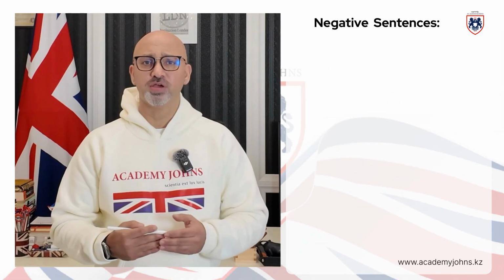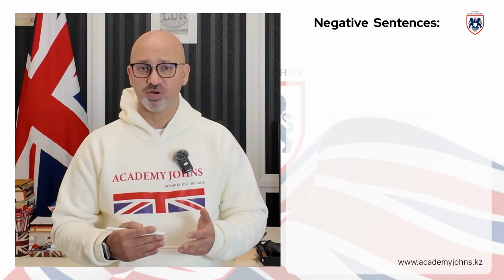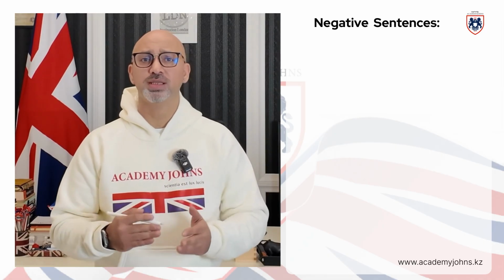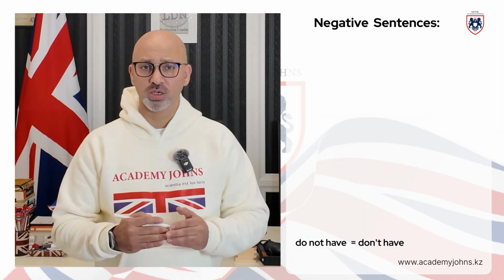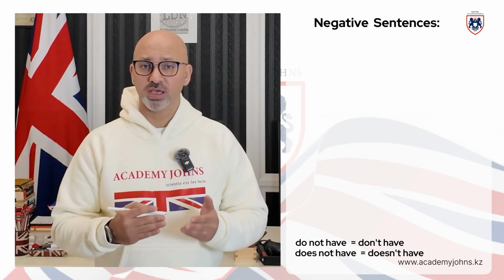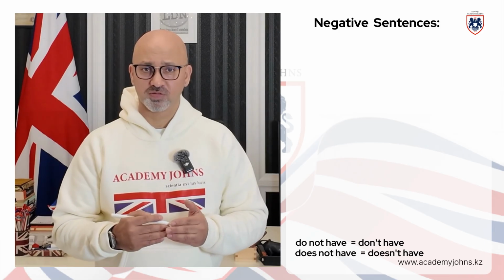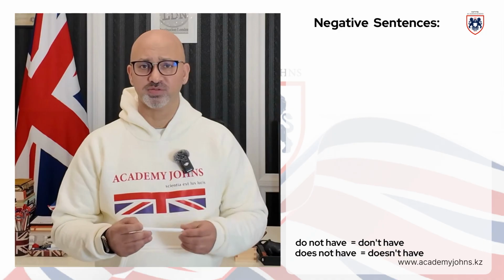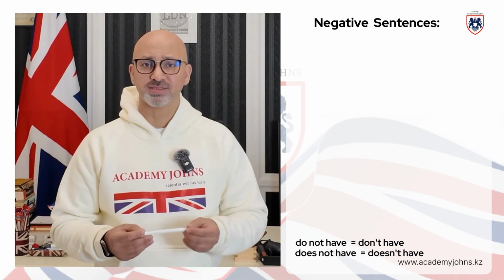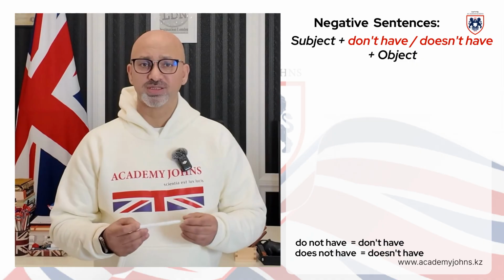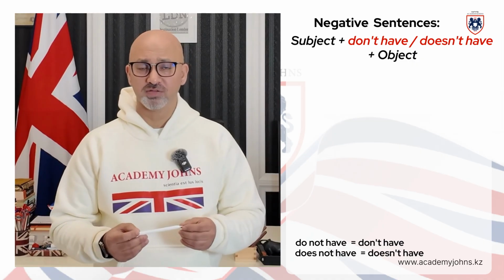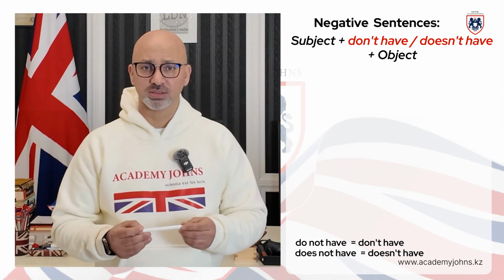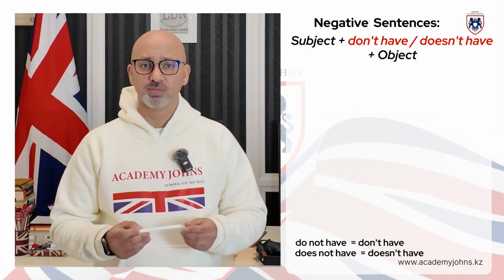We have another way of making negative sentences with the verb have. Let's conjugate the verb have. For I, you, we, they, we use do not have, or the short form don't have. For he, she, it, we use does not have, or the short form doesn't have. Now let's look at the structure for a negative sentence with don't and doesn't. Begin with the subject, then add do not have or does not have based on the subject, plus add the object.